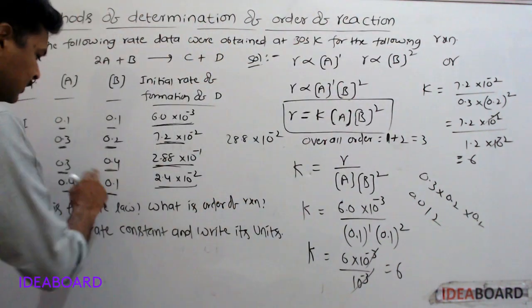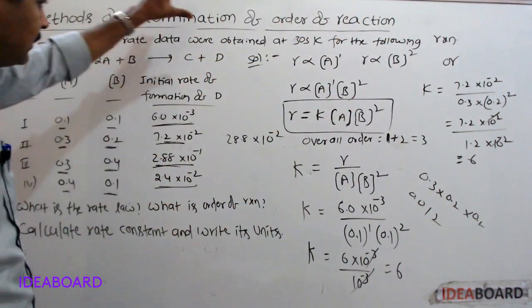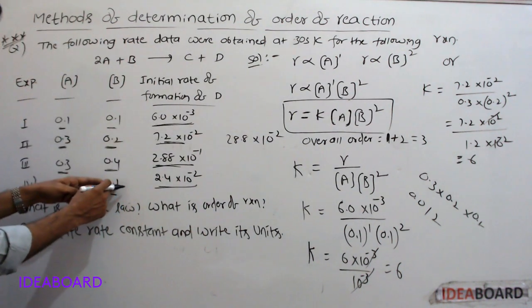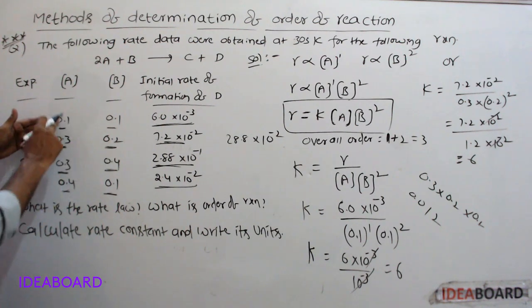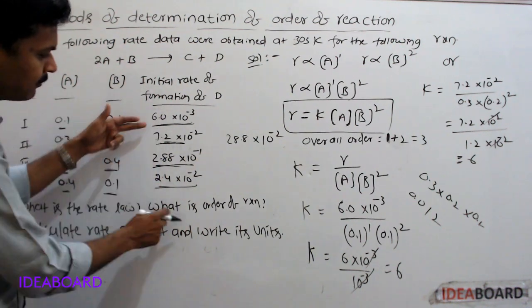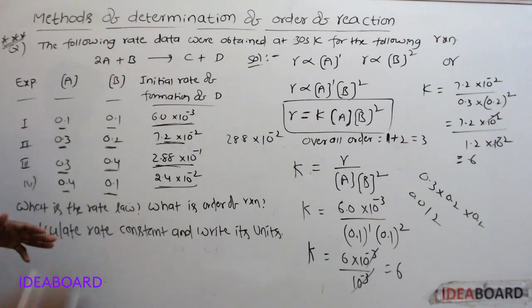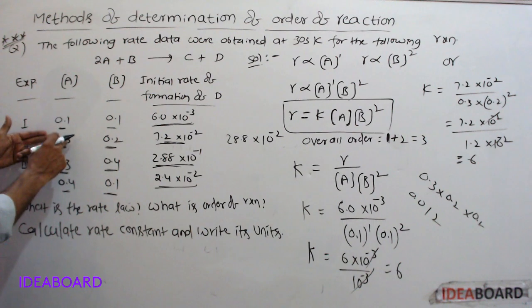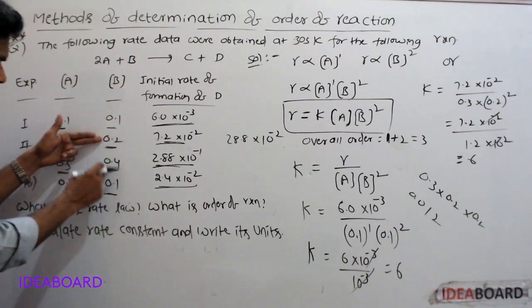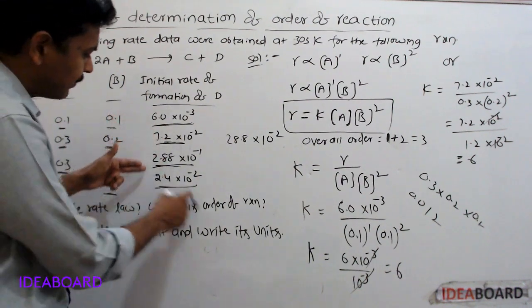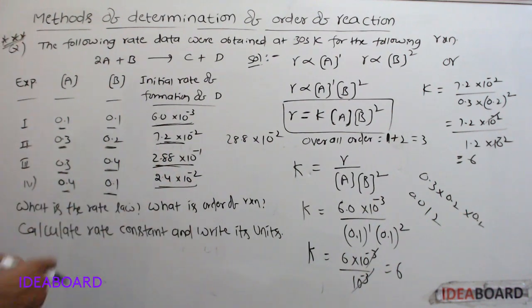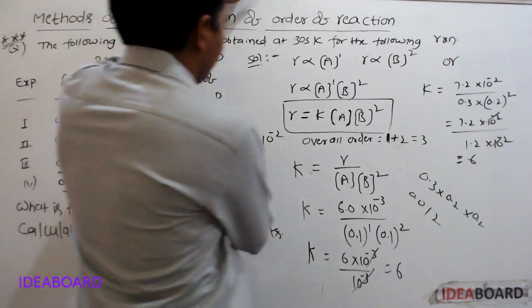Or we can take this also. So like this we can solve. First, by keeping B concentration constant, if A concentration increases by 4 times, rate of reaction also increases by 4 times, then order with respect to A is 1. Next, take 2 and 3. By keeping A concentration constant, if B concentration is doubled, rate of reaction increases by 4 times, then order with respect to B is 2. Same problem we can solve like this also.